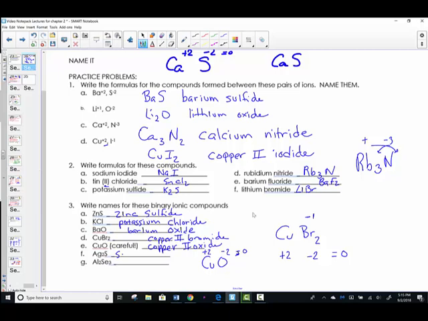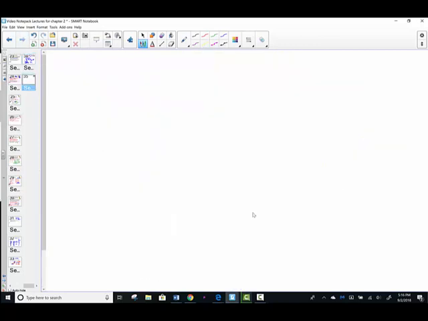Here we have silver sulfide, and aluminum selenide. How are you feeling with that? It just takes practice. It looks easy when I do it. You try some on your own. And that ends our binary ionic compound lesson.